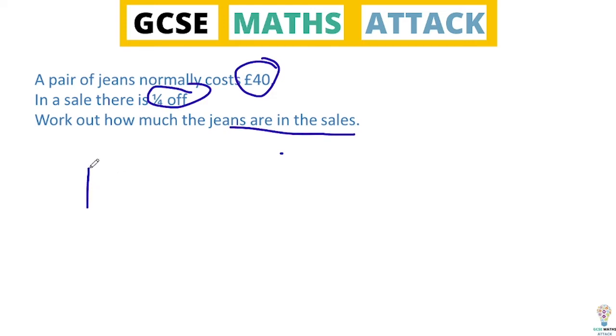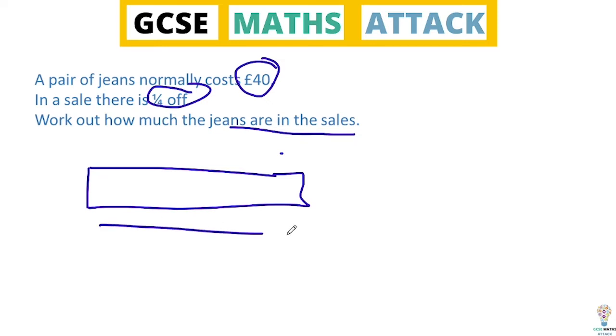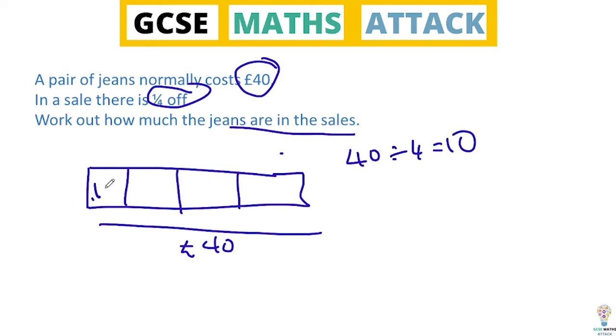So you've got a pair of jeans and the total cost is 40. And you're asked to work out the quarter off. So that means I'm going to split this into 4 equal pieces. So I'm doing 40 divided by 4, which is 10. That tells me each piece is worth 10.